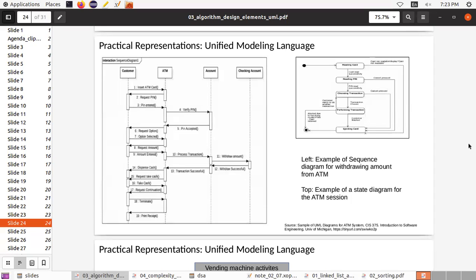Somehow your voice is not coming very clearly. I'll try to repeat your question. Just tell me if I'm wrong. You're asking if there are some nested if conditions, how will you determine what is the pseudocode from which it is coming? Is that your question? Yeah, that's my question.